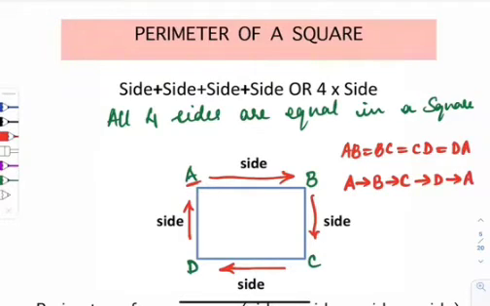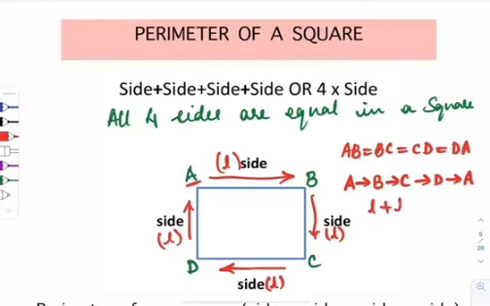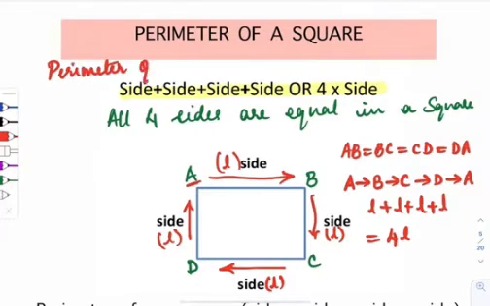Again, if we observe, since all the sides are equal, we just add the sides if we assume that all are equal to L. We don't have the exact measurement, so we just give a variable here. So L plus L plus L plus L is equal to 4 times L. This is what we are trying to mention here. Perimeter of a square is equal to side plus side plus side plus side, or 4 times side.